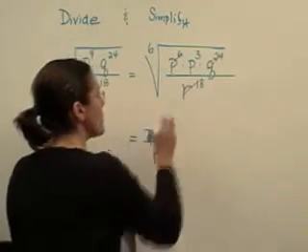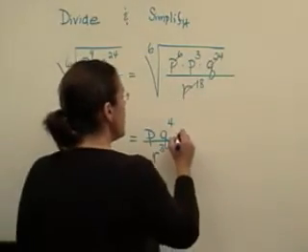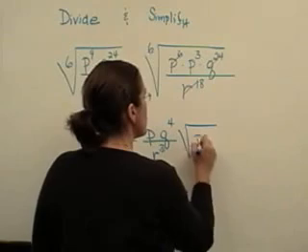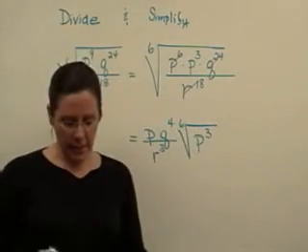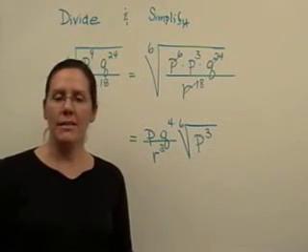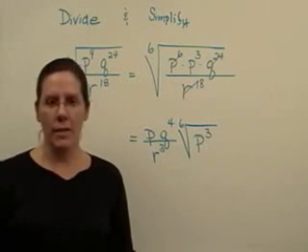I'm sorry, I should have been marking those off. So those have all been taken care of. It is just the sixth root of p to the 3rd that could not be simplified, and it had to stay under the radical. Again, this is the last example for this section. We'll move on to section 4.